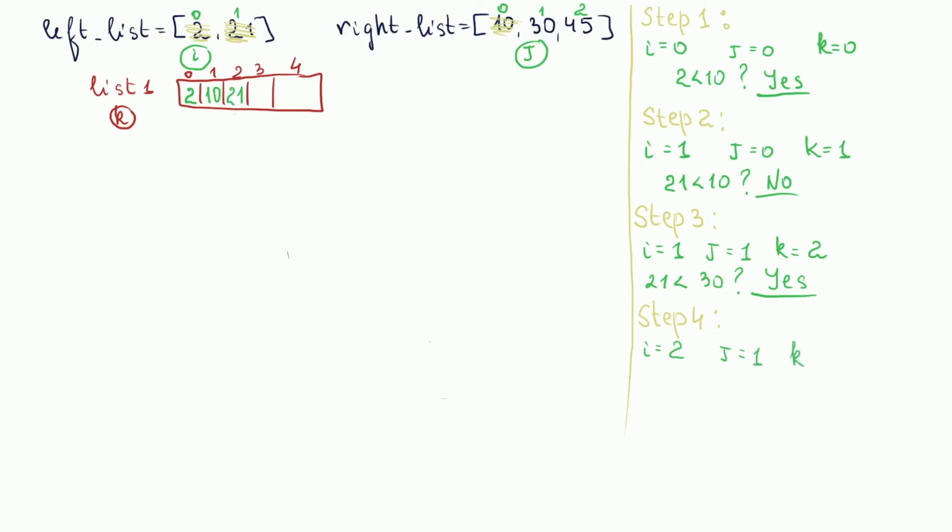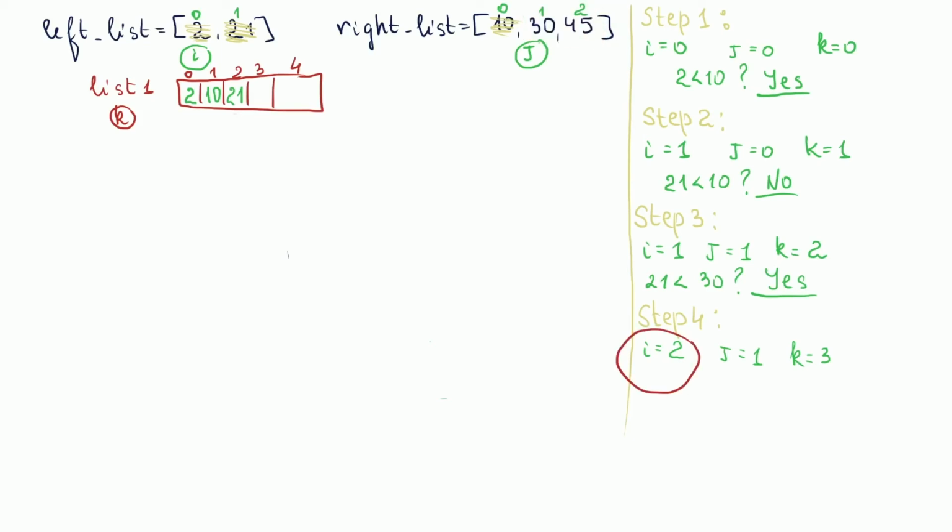i equals 2, j equals 1 and k equals 3. As we see, the index i is equal to the length of the left list, and that means that all of the elements of the left list are sorted and we don't have any more elements in the left list. But there is a problem: there are two elements left in the right list. It is 30 and 45. We need to sort those elements also.